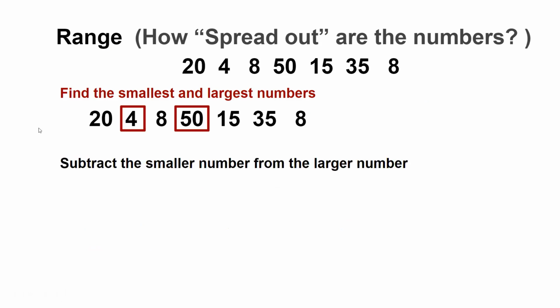If you're good, subtract the 2. Subtract the smaller number from the larger number. 50 minus 4 equals 46. That is the range for that set of numbers. It's a measurement of how spread out it is.